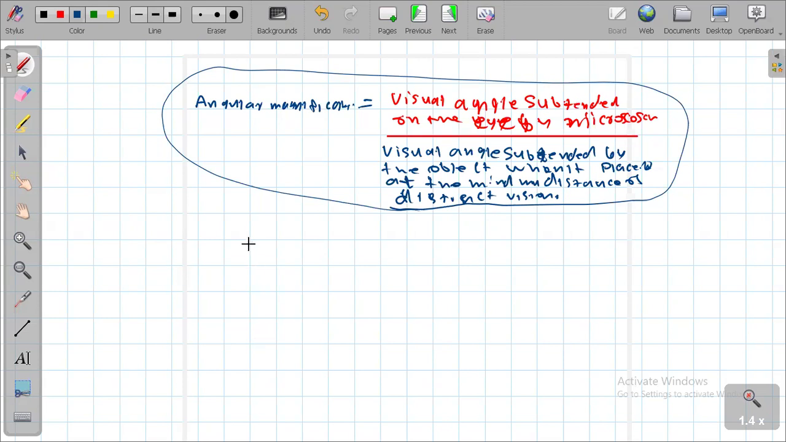So in symbols, we can just write M equals alpha over beta. Somebody may use it like beta over alpha. Don't think too much about that. The application differs from person to person. So quickly write it.